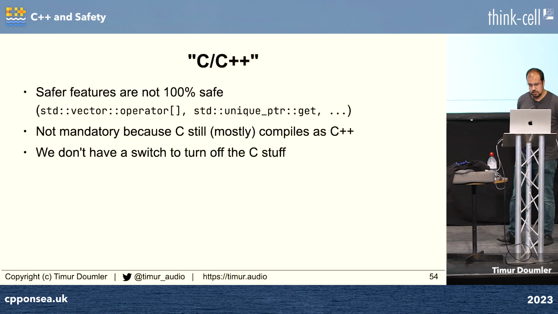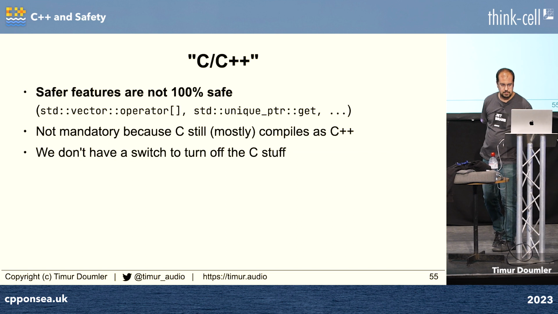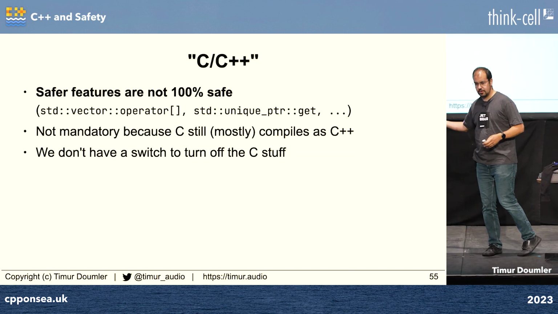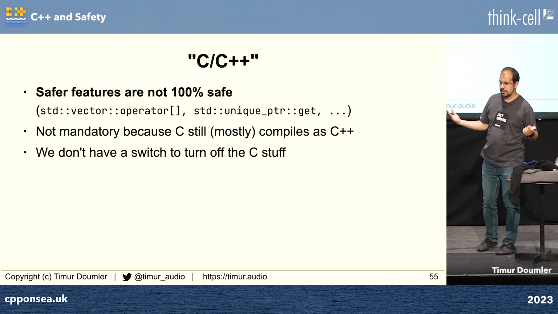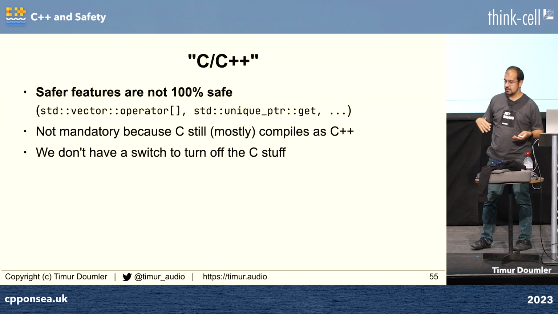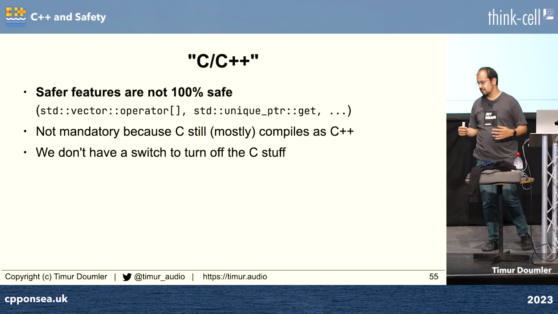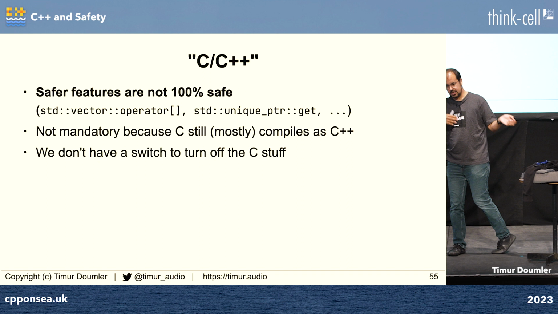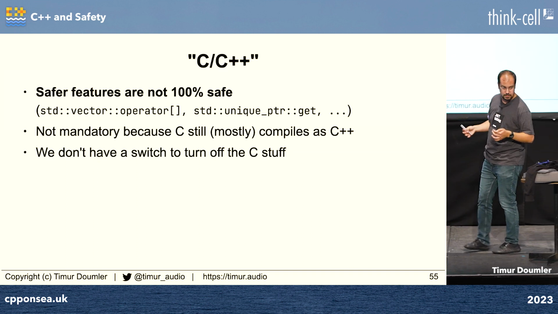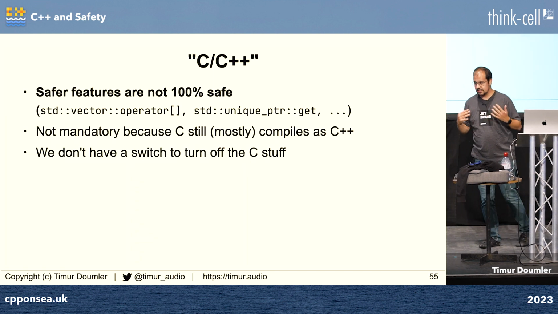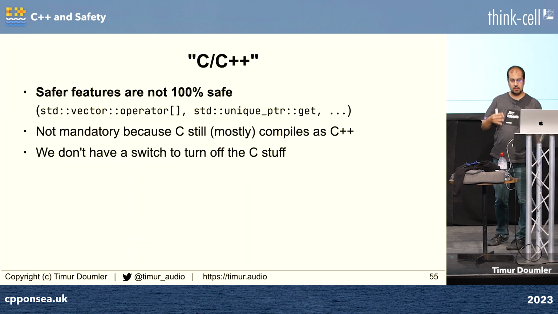Those safe features are not 100% safe, right? Because all the containers have a subscript operator, which has a narrow contract. If you call it out of bounds, you will have undefined behavior. It's not bounds checked. Unique pointer has get or release, which gives you the raw pointer, so you can get it out, right? And so all of these safe APIs, they're good, but also they're not mandatory, right?